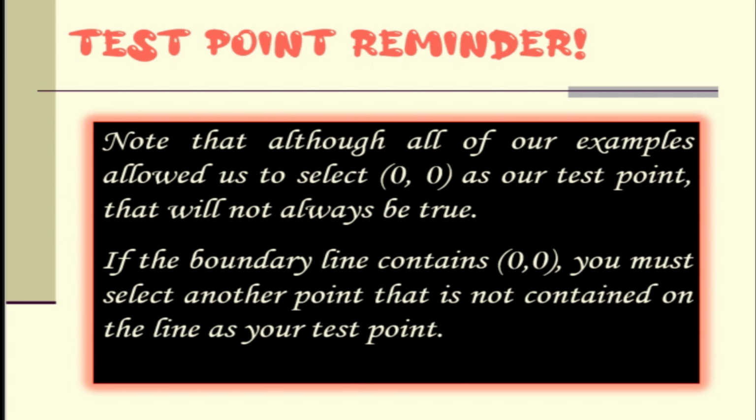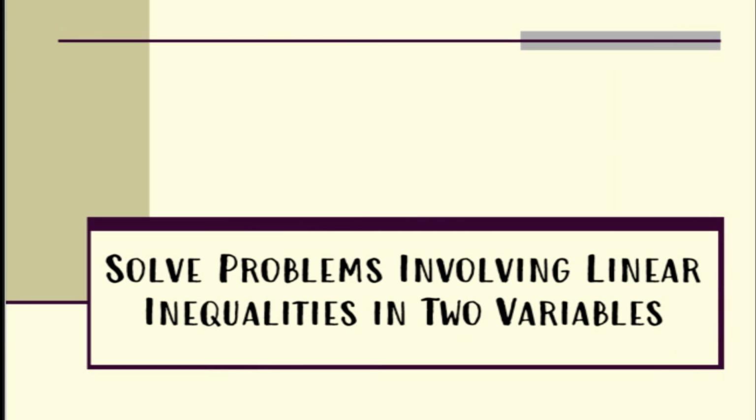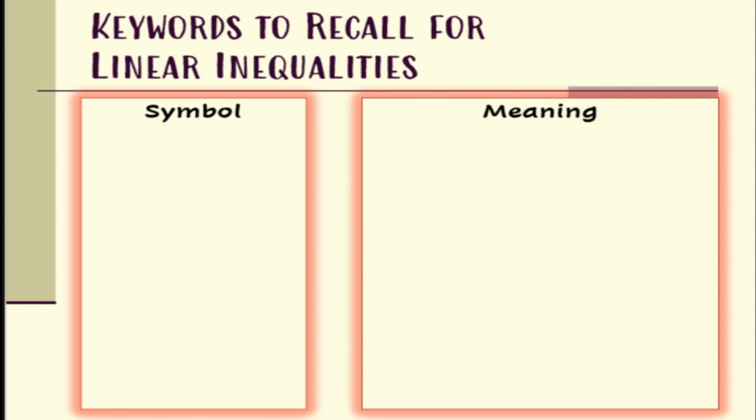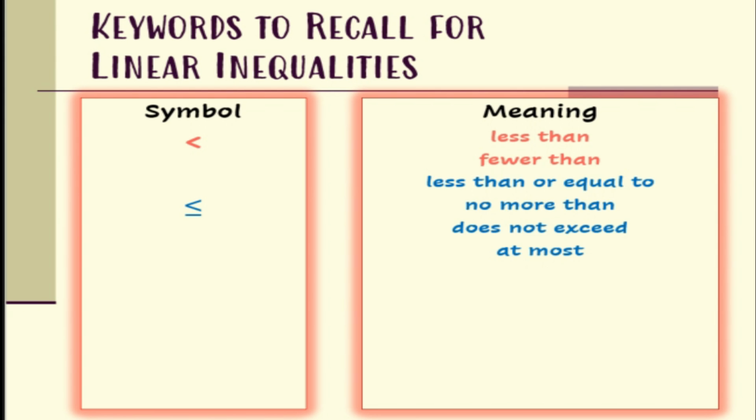For our third competency, solve problems involving linear inequalities in two variables. Here are some keywords to recall for linear inequalities. We will use less than if less than or fewer than is stated in the word problem. We will use less than or equal to if less than or equal to, no more than, does not exceed, or at most is stated in the word problem.